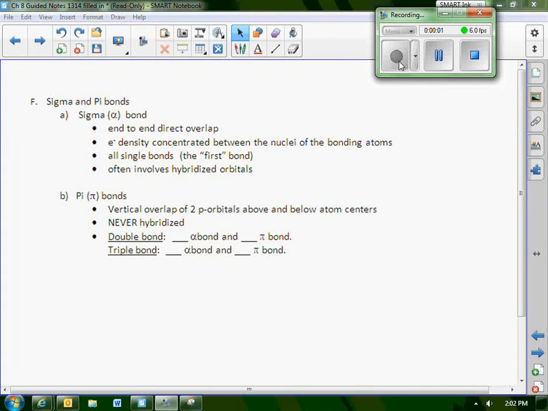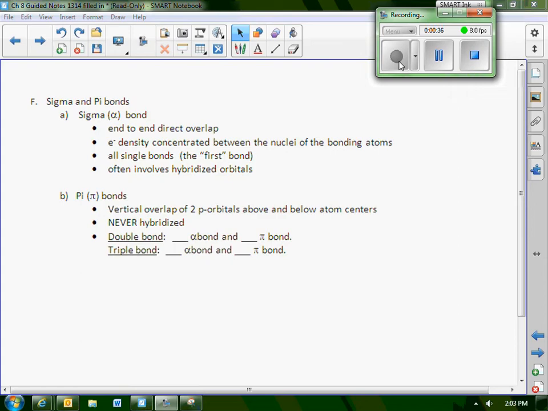Okay, so we're going to talk about sigma and pi bonds. In class, we talked about hybridization, and sigma and pi bonds go along with the hybridization that we talked about in class. So when we talk about a sigma bond, that is end-to-end direct overlap. The electron density is concentrated between the nuclei of the bonding atoms, and they're all single bonds. So the first bond that's bonded is a sigma bond, and then after that we'll talk about pi bonds. It often involves hybridized orbitals, which we learned about in class.